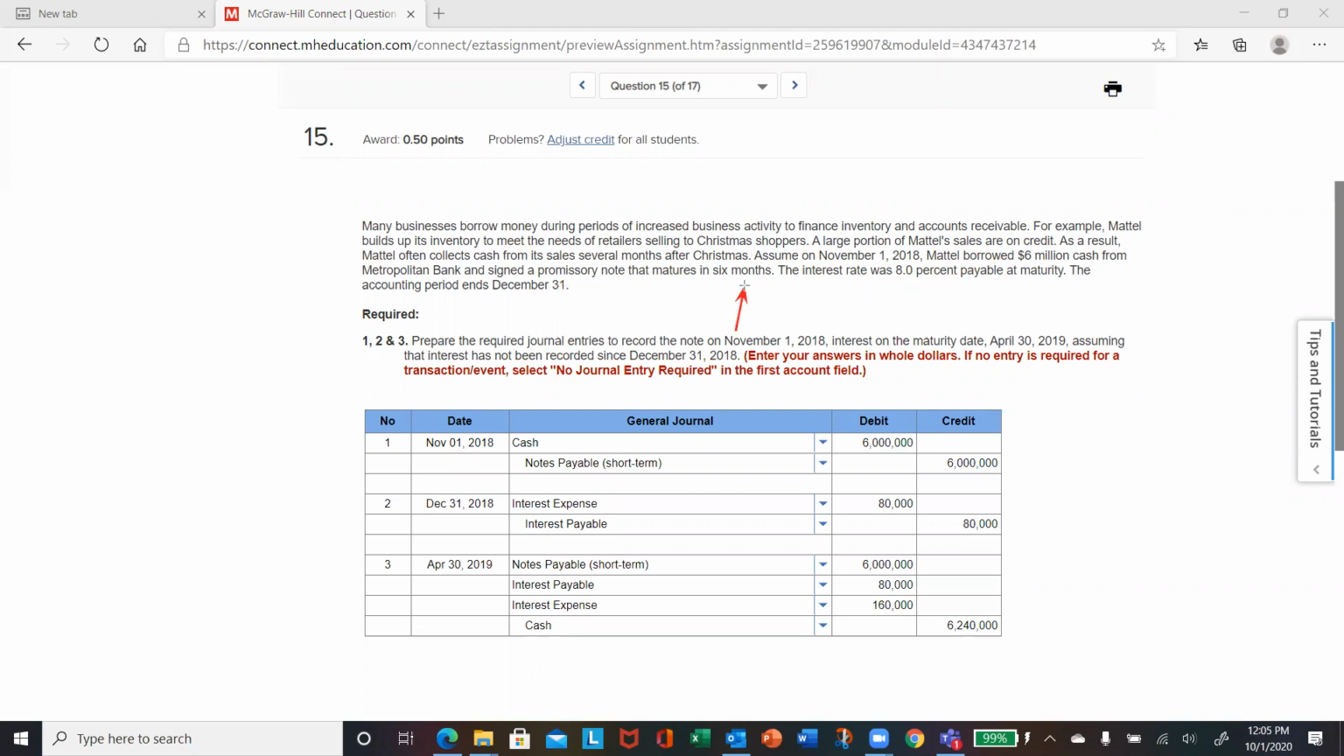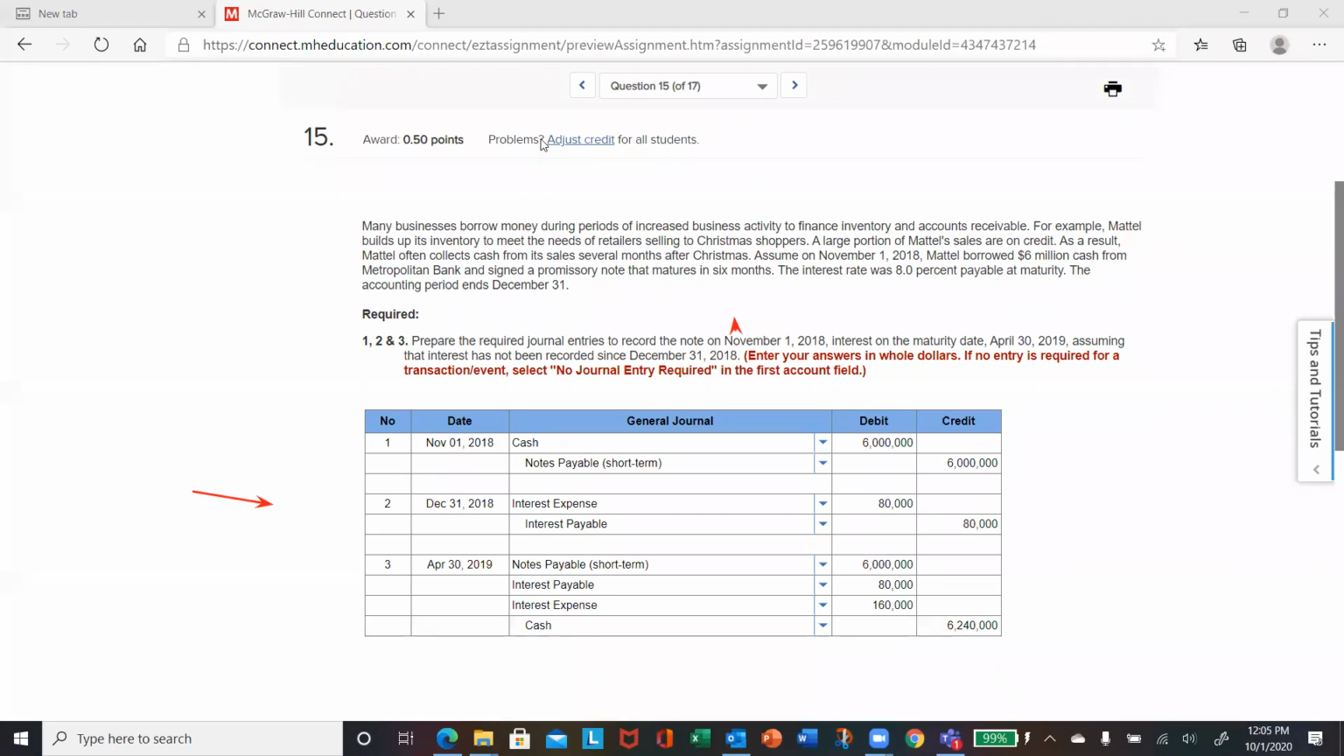The note matures in 6 months. Interest rate is 8%, payable at maturity, and the accounting period ends on December 31st. So we got to watch the dates here. November 1st is when they borrow the money, and December 31st, again, is the year end. So to deal with the borrowing is very simple. You just debit cash, credit notes payable for that $6 million. And then notice 2 months later, you're going to have to do an interest accrual.